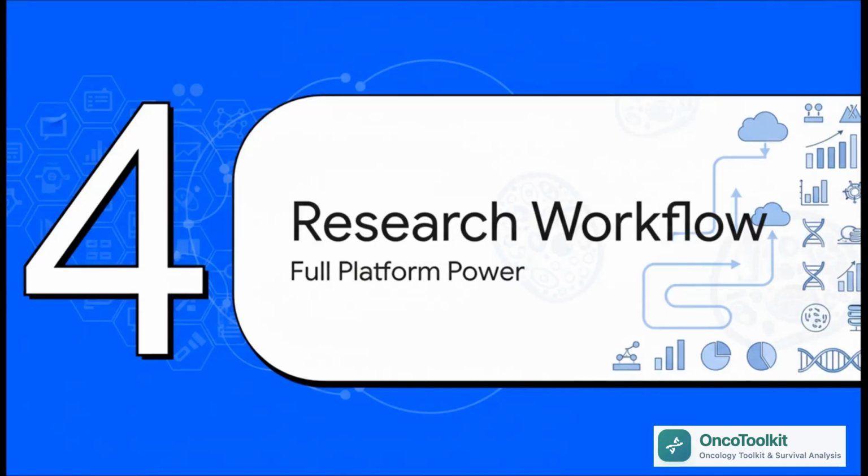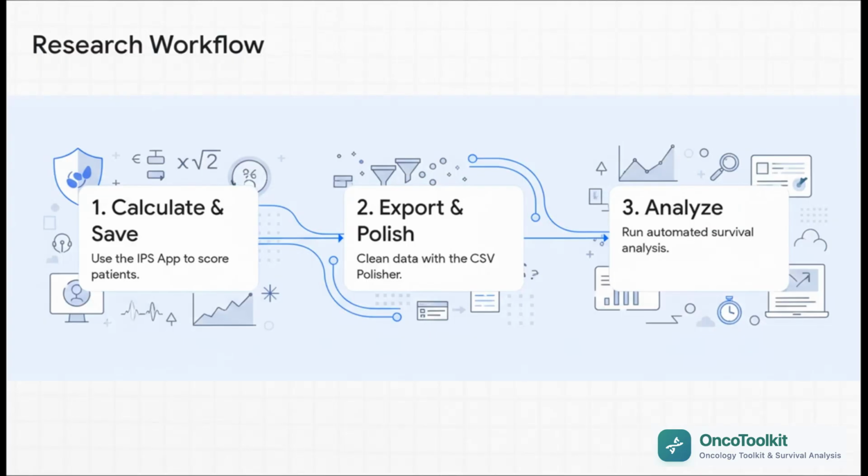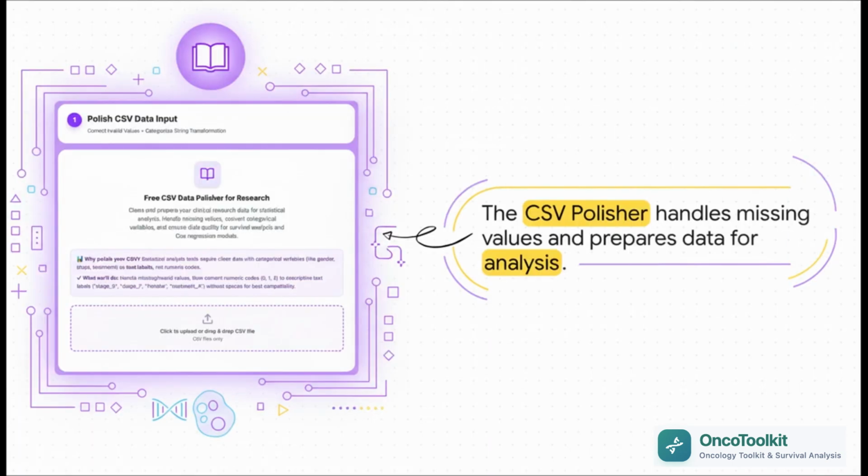But just exporting the data is only the start. The whole Oncotoolkit platform is built to power your entire research workflow, from the moment you collect the data all the way to the final analysis. So this is the whole pathway, end to end. You calculate and save your results right in the IPS app. Then you export that data and clean it up with the CSV polisher. And from there, you're all set to run automated survival analyses. Let's peek at that next step.